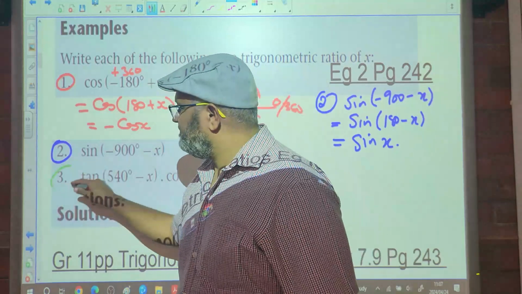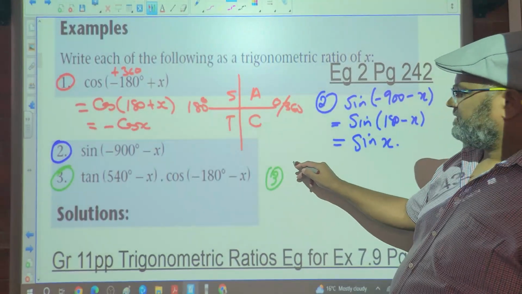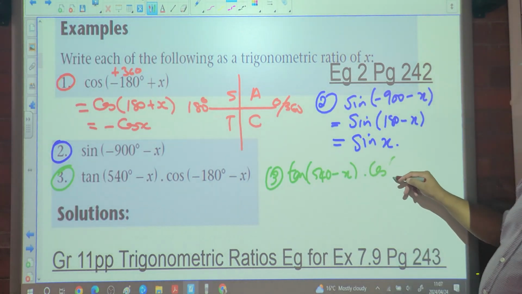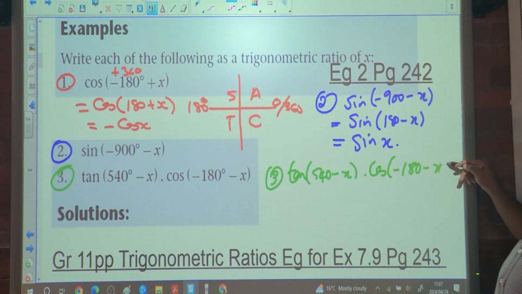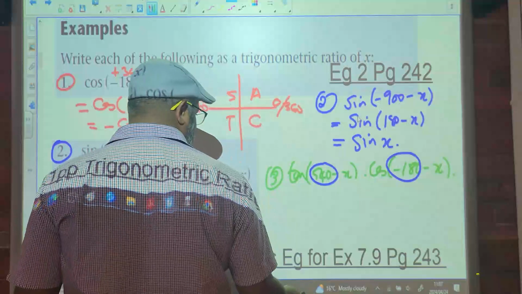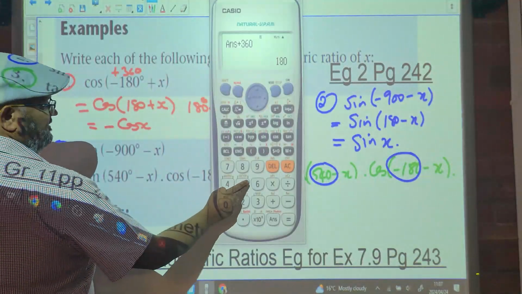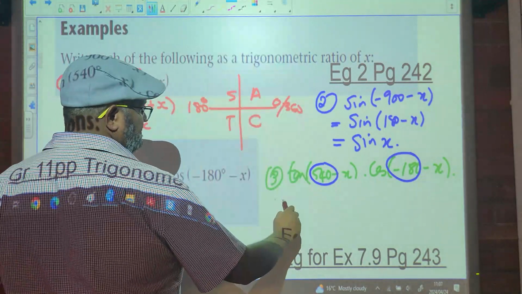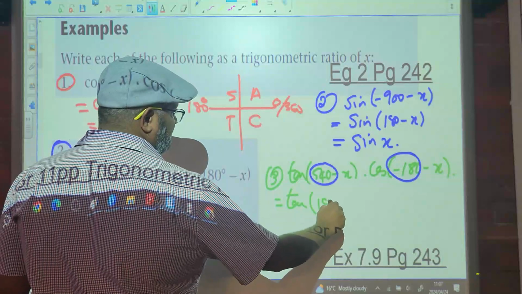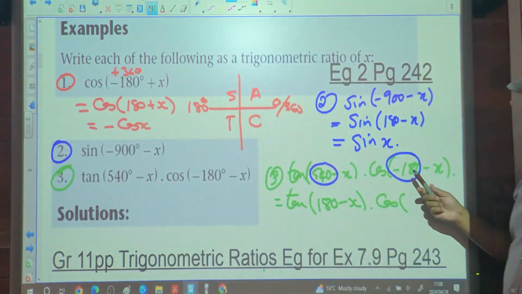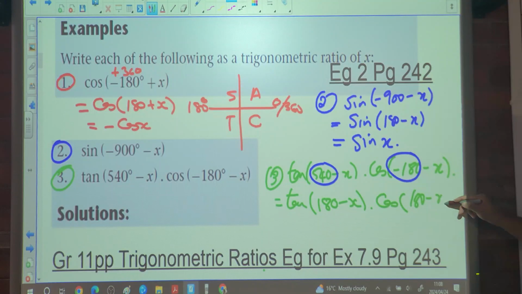And of course, number 3. We've got tan of 540 minus x times cos of negative 180 minus x. So where do I start? You subtract 360 from the first, and then we add 360 to the second. So we say 540 minus 360 gives us 180. So it's going to be tan of 180 minus x times cos. If I add 360 to negative 180, what do I get? 180 minus x.